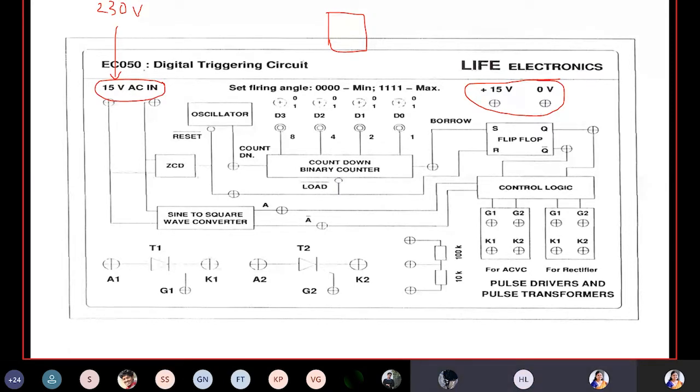To reduce harmonics, you have to deal with frequency. Triggering is nothing but a small voltage. So yeah, for triggering, we need only small voltages. We don't need high voltages.